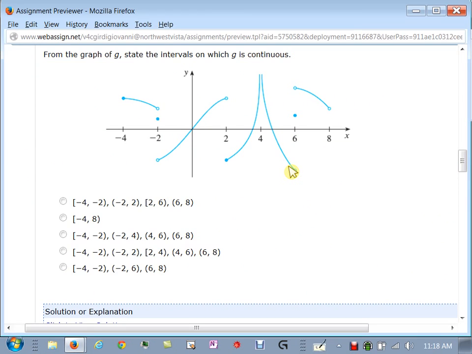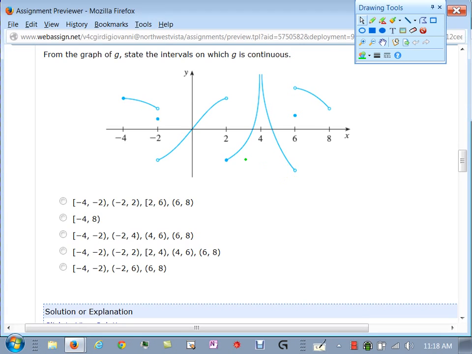Number 3, state the intervals in which g is continuous. So we have a function g here. What I'm going to do is just imagine I'm drawing and trying to figure out where I have to pick up my pencil. So look, at -4 I am defined. So -4 is going to be part of my answer here, right? At -4 I am defined. I am continuous as I move to the right.